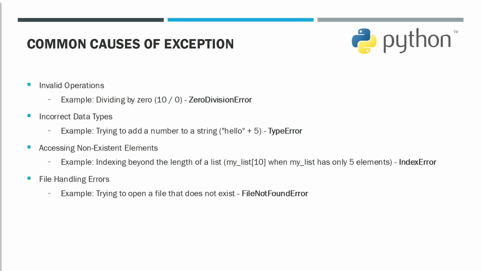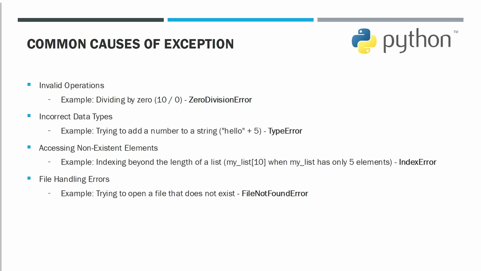The first one is due to any invalid operation like division by zero. If we divide any number by zero, then we get a ZeroDivisionError exception. Next, we have exceptions caused by incorrect data types. For example, if you want to add a string and an integer. Since the data types are different and do not allow for such an operation, we get a TypeError exception.